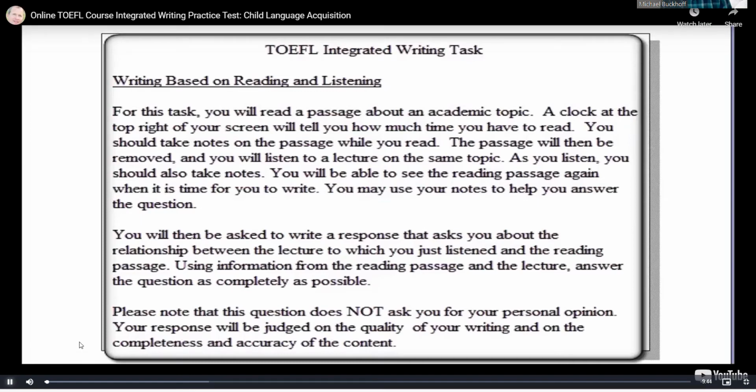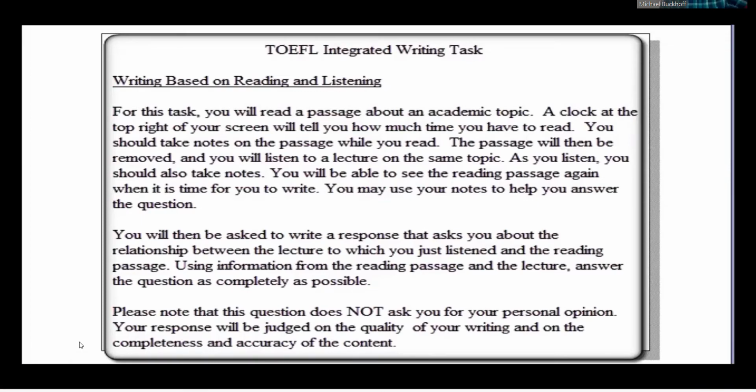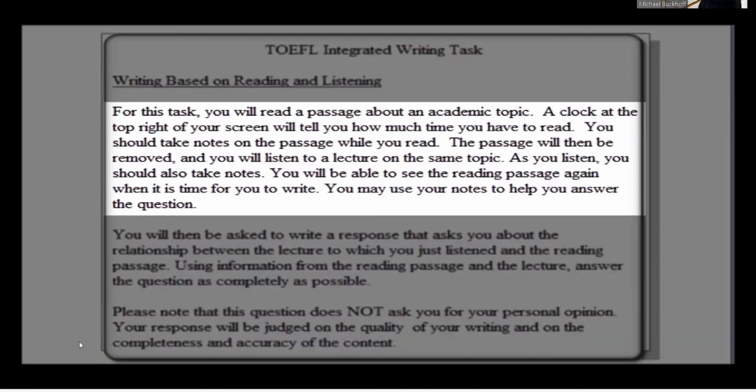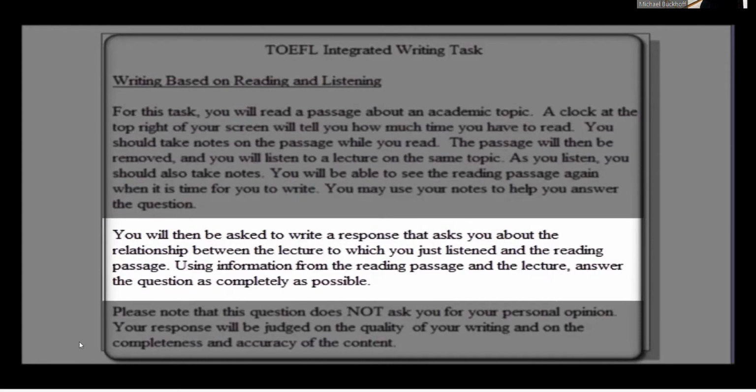TOEFL Integrated Writing Task. Writing based on reading and listening. For this task, you'll read a passage about an academic topic. A clock at the top right of your screen will tell you how much time you have to read. You should take notes on the passage while you read. The passage will then be removed, and you will listen to a lecture on the same topic. As you listen, you should also take notes. You will be able to see the reading passage again when it is time for you to write. You may use your notes to help you answer the question.